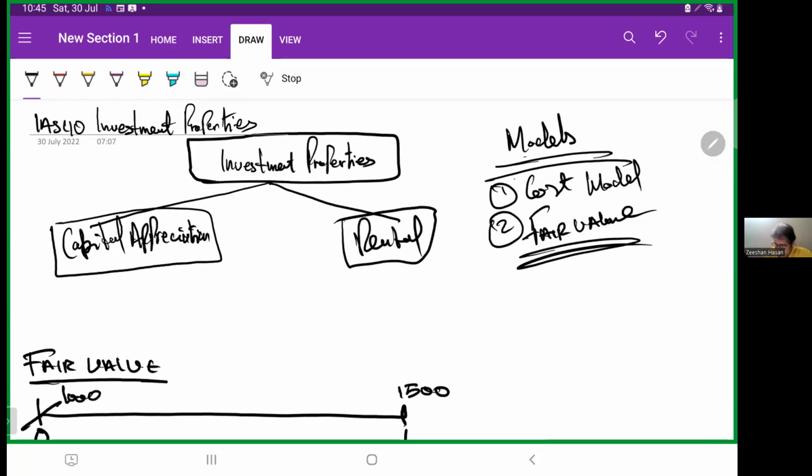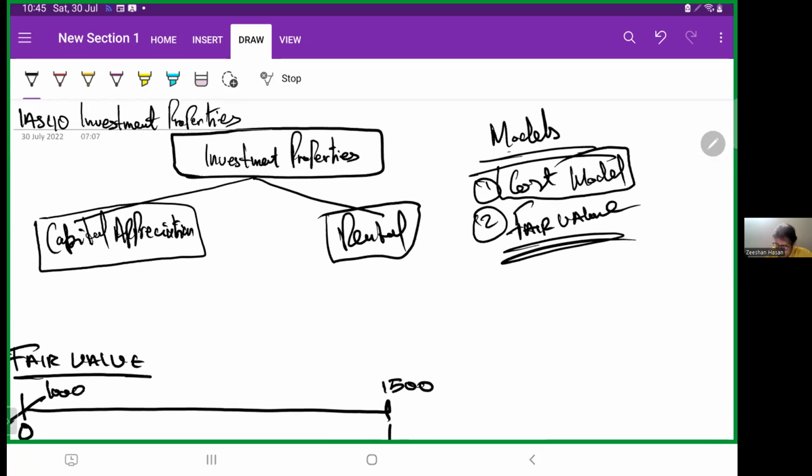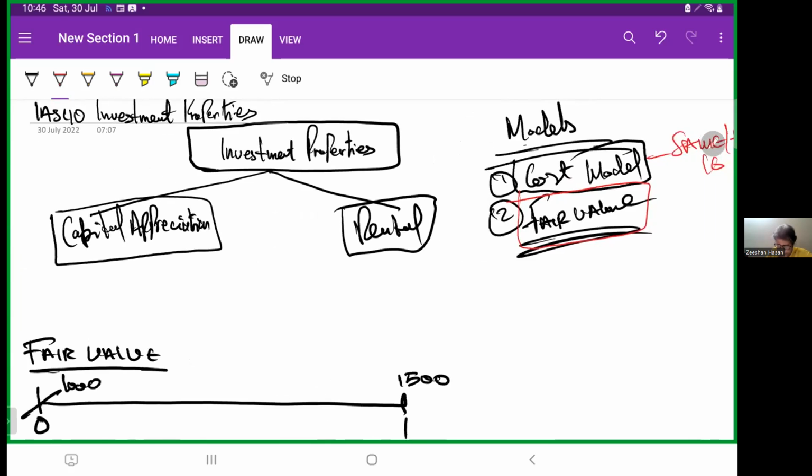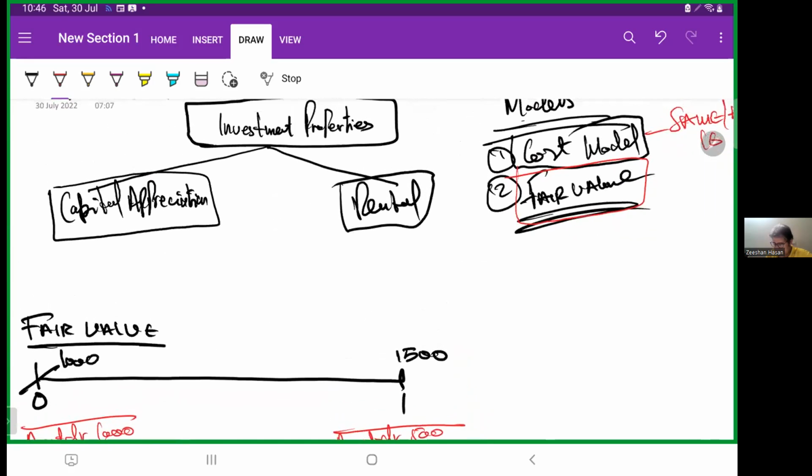One is the cost model. And the cost model is exactly the same as IAS 16, that is, cost less accumulated depreciation less impairment losses. And the second model is a different one, which is the fair value model. Now, we will not do the cost model in this standard because we already looked at it in IAS 16. So, fair value model.